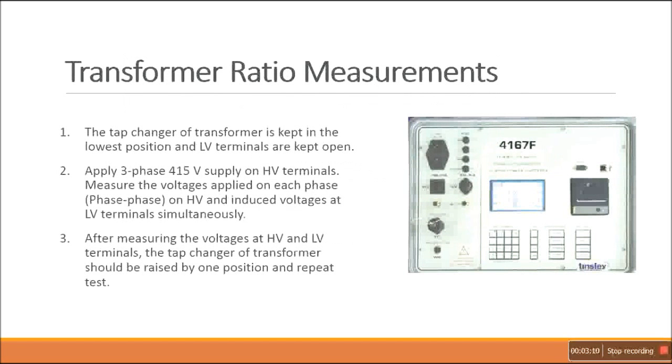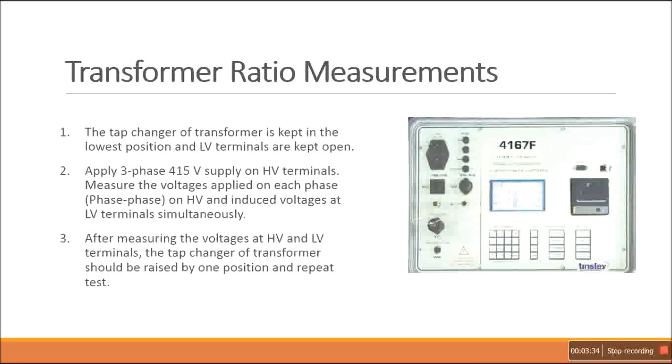Transformer ratio measurement test. The tap changer of the transformer is kept in the lowest position and the LV terminals are kept open for doing this test. This test is done by using specialized kits like the one you can see on the screen. The principle is simple. We apply a 3-phase 415 volt on the HV terminal, measure the voltage applied on each phase on the HV and the induced voltage at the LV terminal simultaneously.